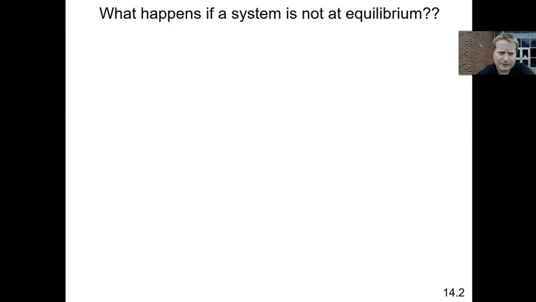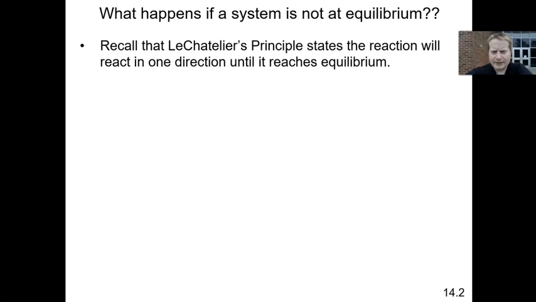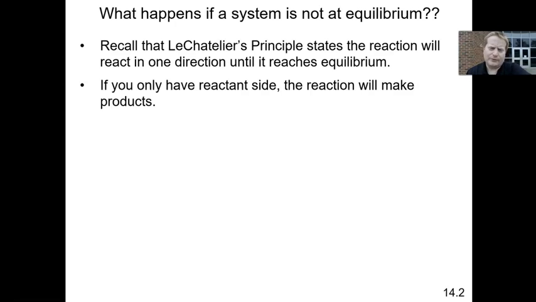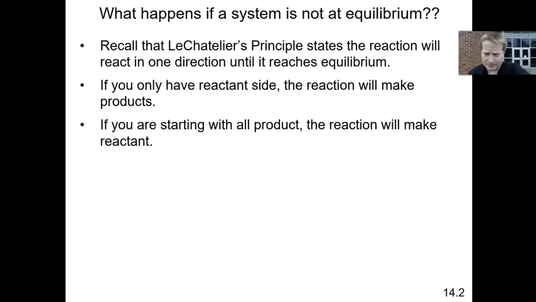So what happens if a system is not at equilibrium? First thing is that we said that Le Chatelier's principle states the reaction will react in one direction until it reaches equilibrium. And if you only have the reactant side, the reaction will make products. And if you are starting with all product, the reaction will make reactants.